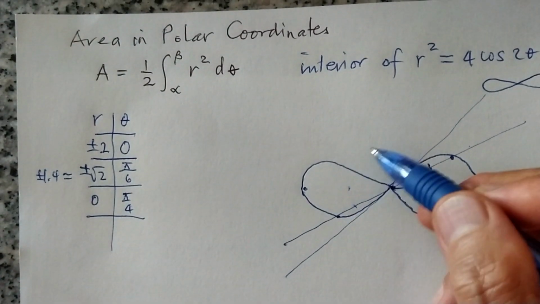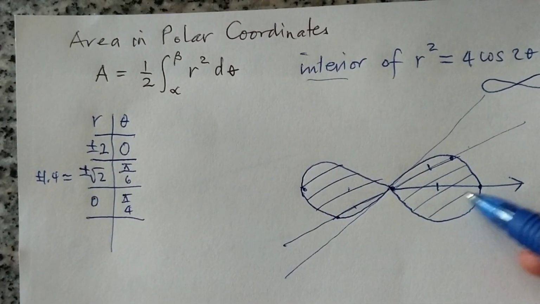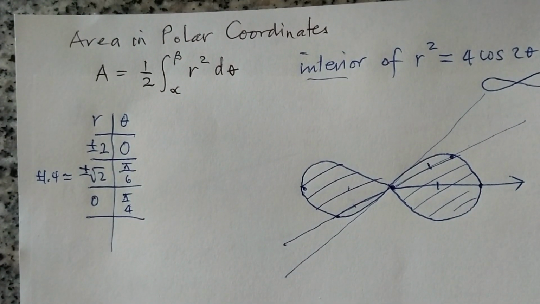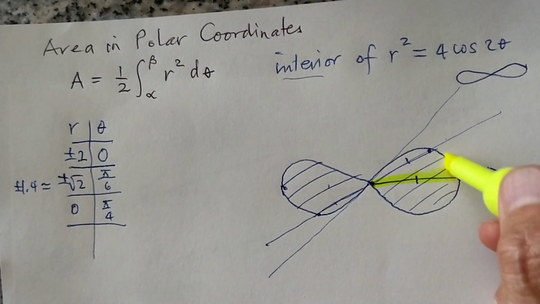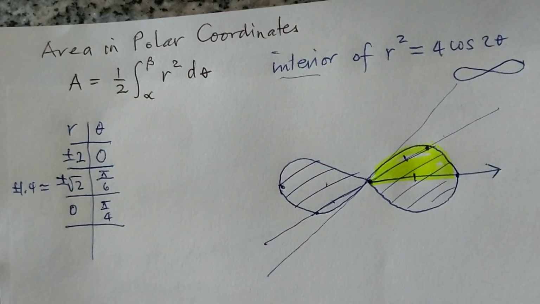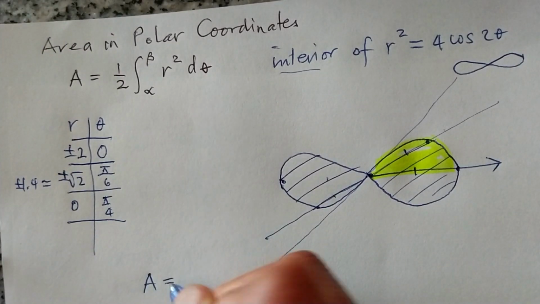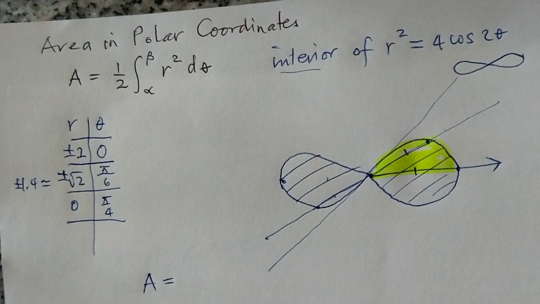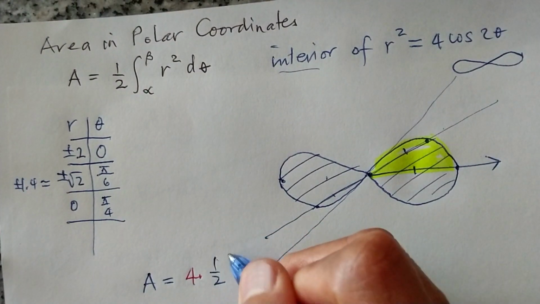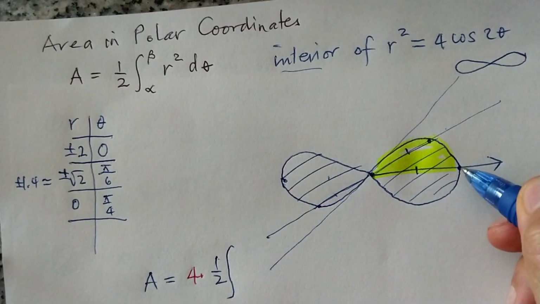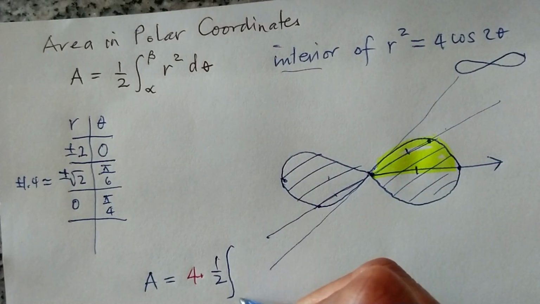Now, we want to get the area of the region inside. This is the interior, okay? Because of symmetry, what we will do is simply get the area of 1/4 of the region and multiply the whole thing by 4. So using now our formula, A is equal to 4 times 1/2, and my limits now will be from 0 to pi over 2. I'm sorry, pi over 4.